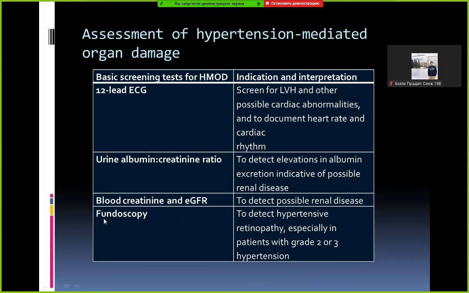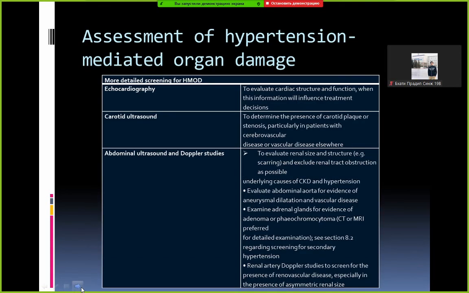fundoscopy to detect hypertensive retinopathy, more detailed screening for hypertension-mediated organ damage includes echocardiography, carotid ultrasound for determining the presence of carotid plaque or stenosis, abdominal ultrasound and Doppler studies for detecting underlying causes of chronic kidney disease and hypertension, renal artery Doppler studies, and so on.